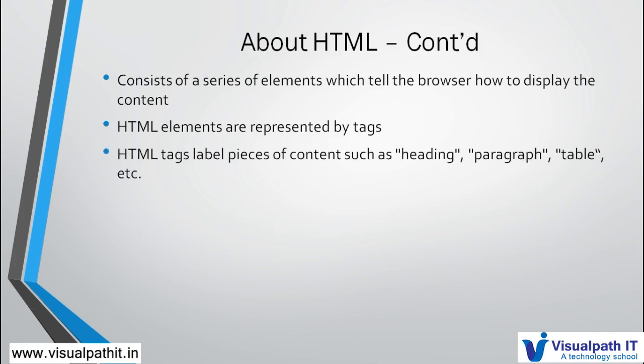HTML tags label pieces of content such as heading, paragraph, table, and so on. It means that there are many things, like we use headings, we use paragraphs, we use tables, we use forms, and we use images, and there are many tags. The whole thing has been written on a tag basis.